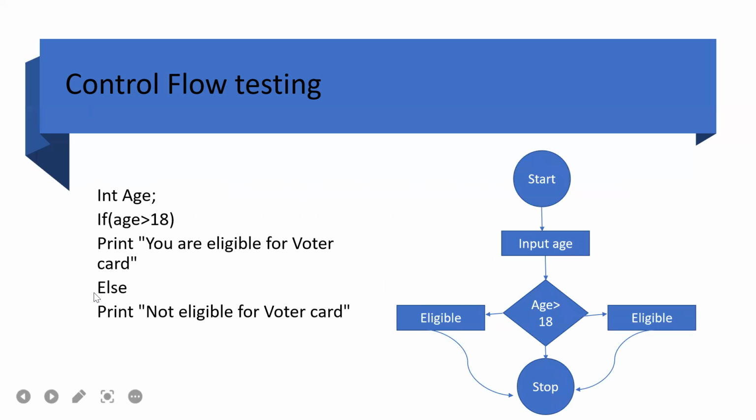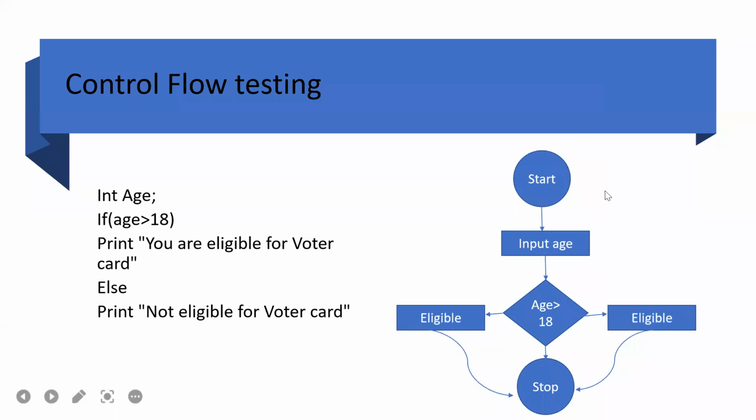So here we have a code. Okay, we are just going to check the eligibility of a person for a voter card. There is a variable called age. What we are checking is, if age is greater than 18, we are going to print you're eligible for a voter card. Else we are just going to print that he is not eligible. This is a very simple code. For this, how they will draw the flow diagram is: start, this is a node, and then input age, obviously we need to input an age.